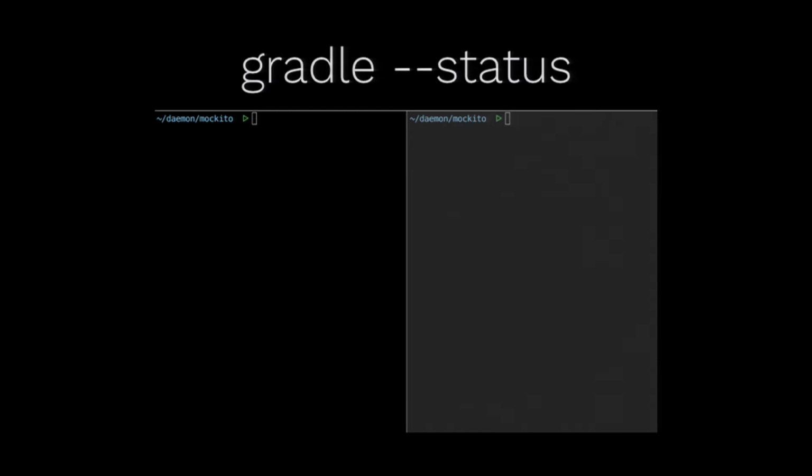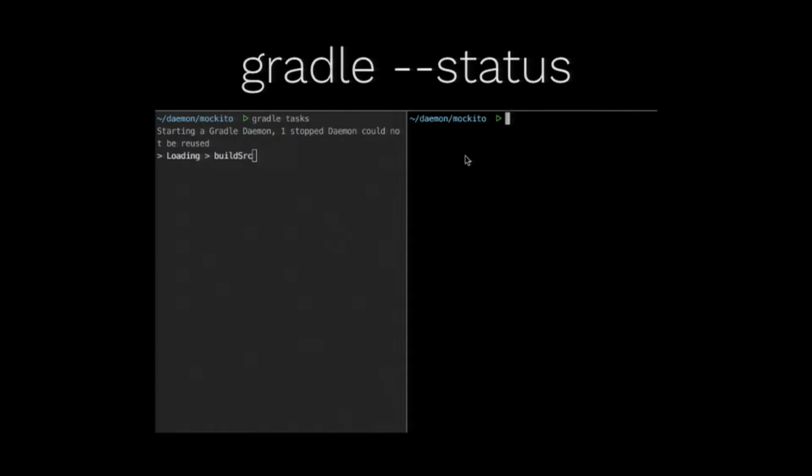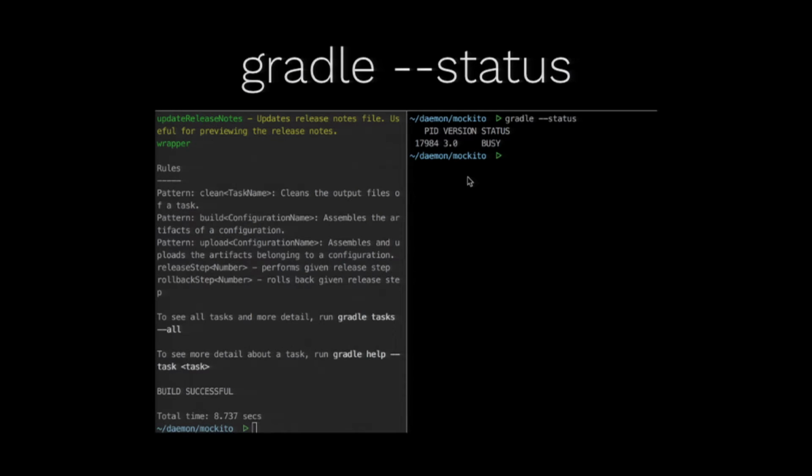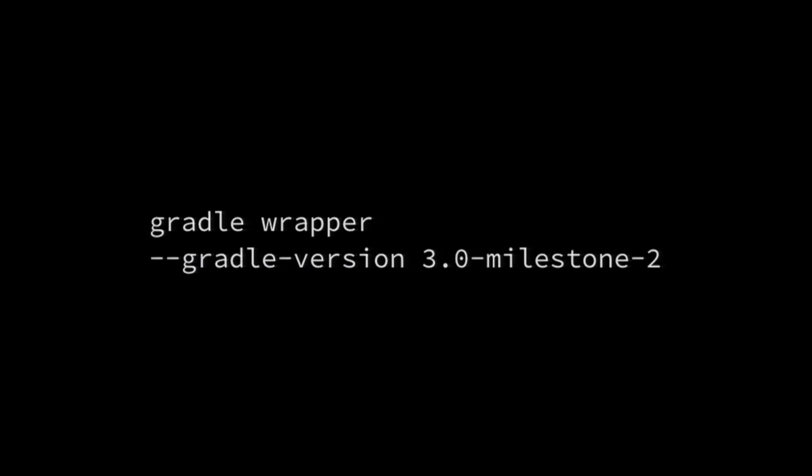For example, in 3.0 milestone 2, we've added Gradle status. What this does is it allows you to see the status of your running daemons. Just simple stuff for right now: the process ID, the version, and its status. So it just tells you, hey, I'm busy, or I'm idle. And this is all available in 3.0 milestone 2. There's much more to come, but I hope that you guys will give it a try and give us some feedback so that we can make it solid for everyone, because we want everyone to use the daemon.